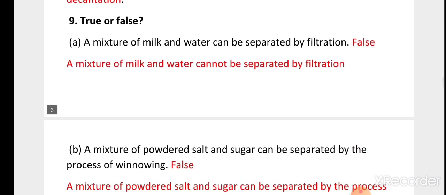Now question number 9. True or false? A. A mixture of milk and water can be separated by filtration. So it is false. A mixture of milk and water cannot be separated by the process of filtration because milk is a miscible liquid. It will completely mix with water.